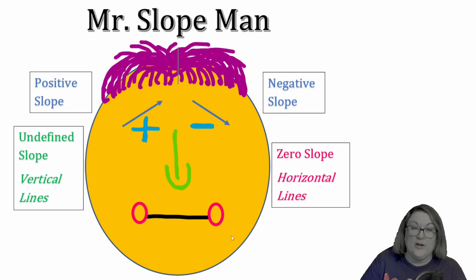Okay, so here's another example of Mr. Slope Man. Positive slope, negative slope, undefined, which is the vertical line with the U underneath it, and then the 0 slope for horizontal lines.